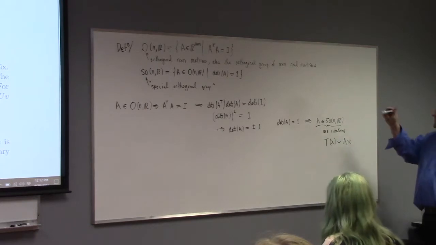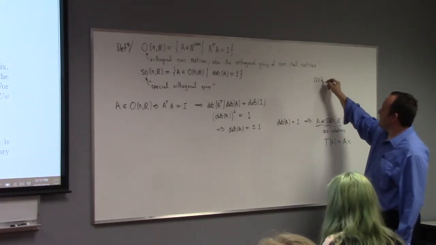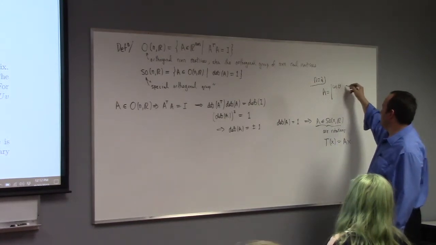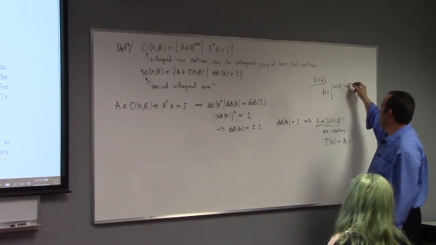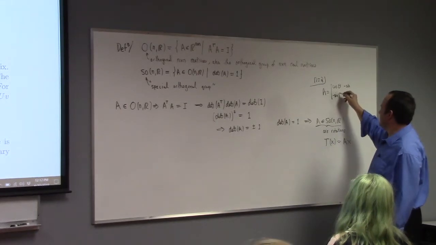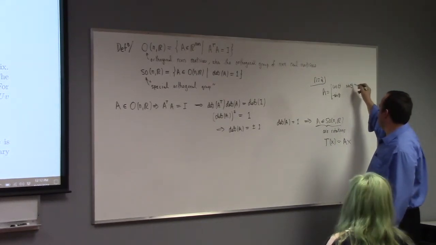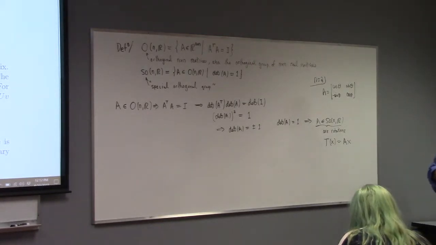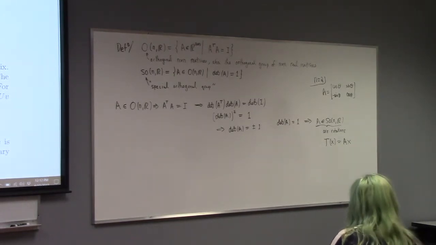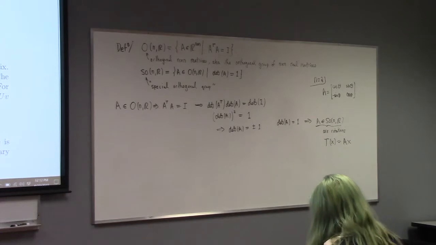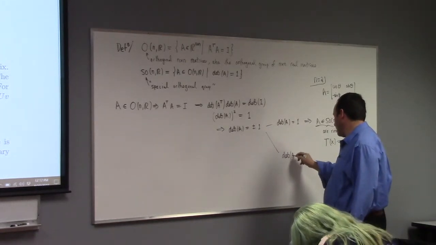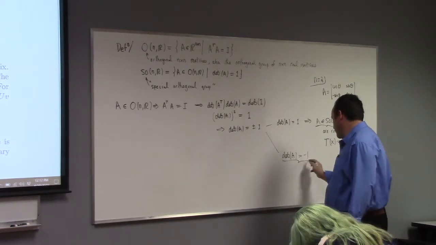For example, n equals 2. That means A looks like cosine theta, minus, was it minus sine? I can't remember. Minus sine theta down here, I think. Sine theta, cosine theta. If you multiply by that matrix, it rotates your points. All right. In contrast, determinant A equal to minus 1 gives us what's called a reflection.